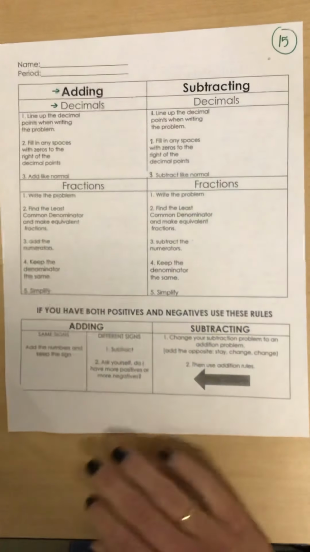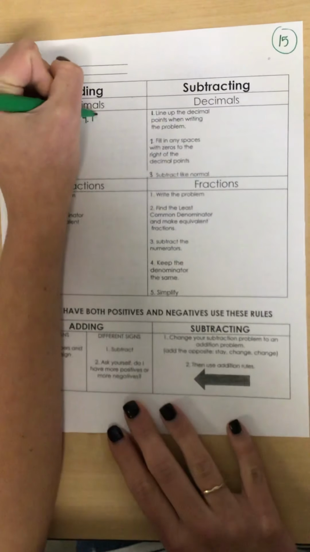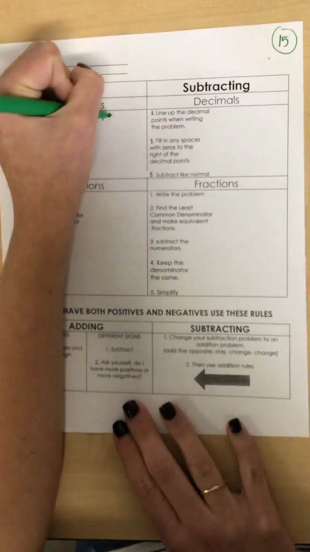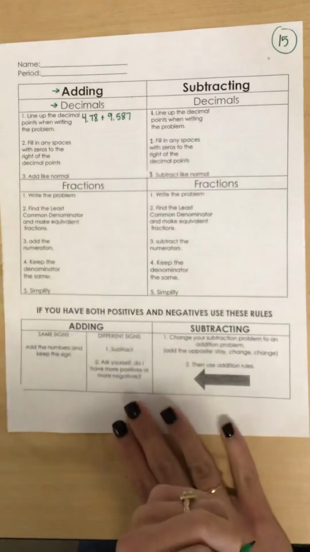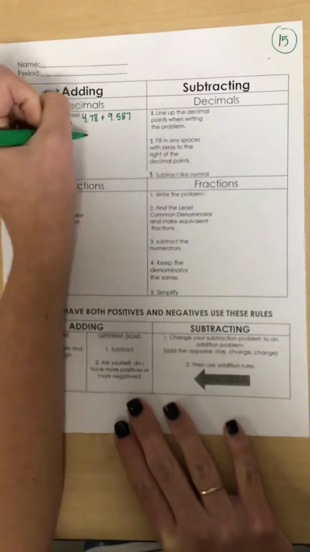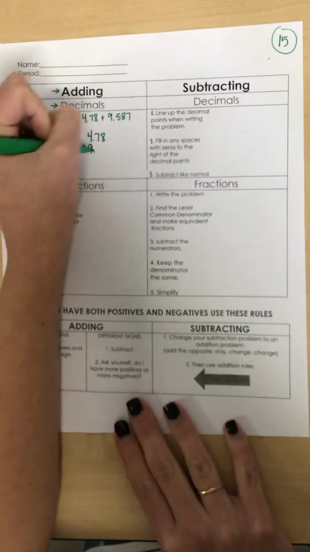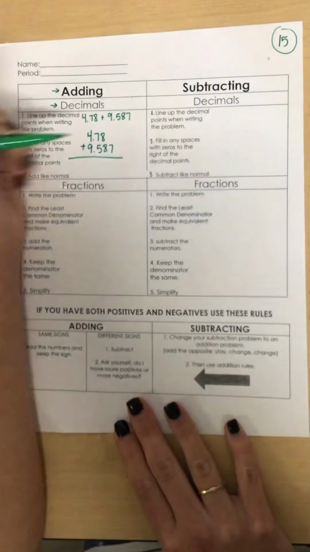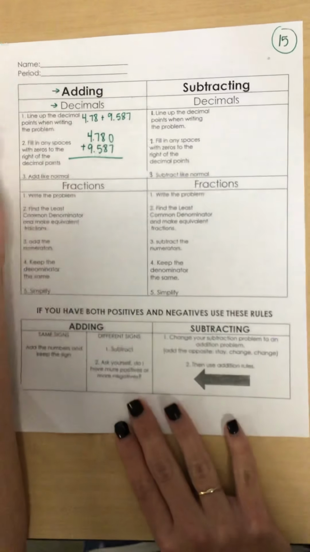So if I gave you the problem 4.778 plus 9.587, I would need you to add those together. So in order to add, you do have to line up the decimals, okay? So I'm going to write it vertically, and I'm going to make sure my decimal points line up. Well, here we have this gap, so that's what I'm talking about. You're going to add a 0 as a placeholder, okay? That way you can see the numbers and you can add easily.